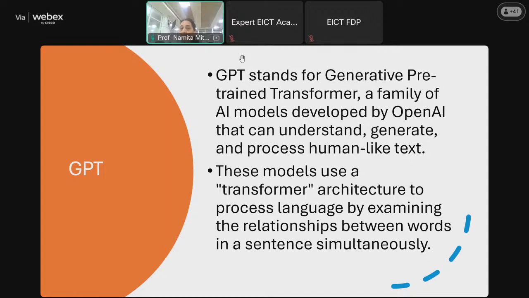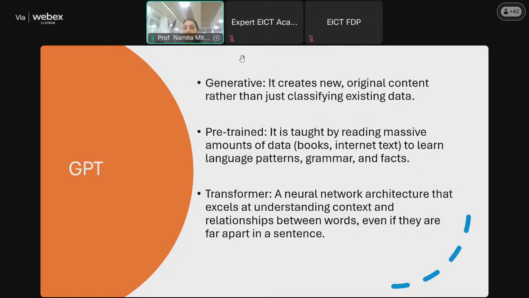So these models use a transformer architecture. BERT also used transformer. GPT also used transformer to process language by examining the relationship between words in a sentence simultaneously. Generative means it creates new, as the name says. There are three parts of GPT. First is generative. It creates new. Pre-trained means we are using a model which has already been trained on a massive data set. The third one is the transformer.